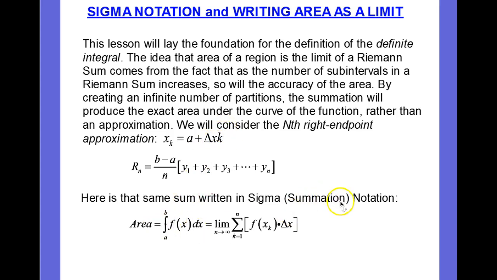So the sum written in sigma notation is going to be the definite integral from a to b of f of x dx. And this is going to be equal to the limit as n approaches infinity of the sum from k equals 1 to n. K is my index, n is the total number of partitions. f of xk, that's the y value, times delta x, that's the width. So the y value is the height of the rectangle, delta x is the width of the rectangle.